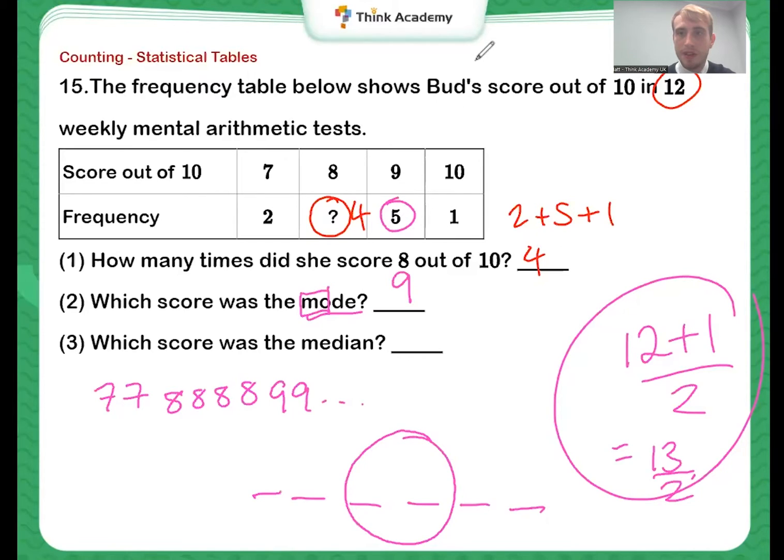Now, I know from the first question that we had 6 values in 8. So that means, oh, sorry, not 6. I've added the 2 already. 4 values that came up in 8. So that means your 6th value is an 8. 1, 2, 3, 4, 5, 6. So your median needs to be halfway in between the 6th and the 7th value. So it's 8.5 for that one.